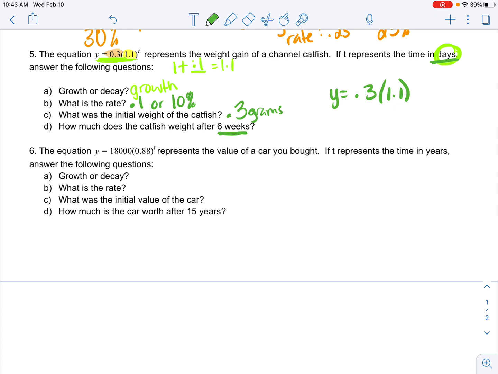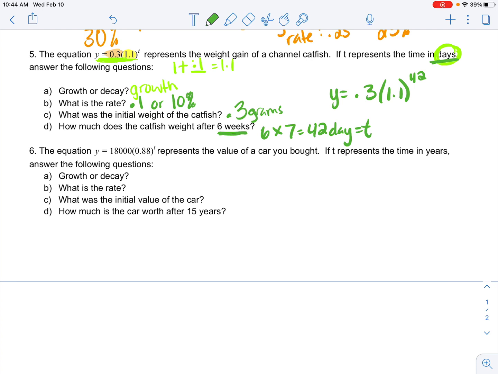Okay, well, how many days are in 1 week? 7. So if I take 6 times 7, I get 42 days. So that's my time, and I'm going to plug that in for the exponent. Now, how do you plug this in? You either have a caret or an x to the y on your calculator. And remember, you can use Desmos if you don't have one.